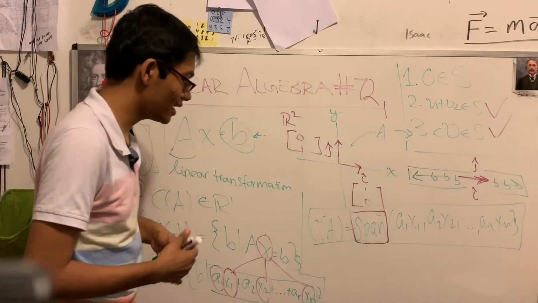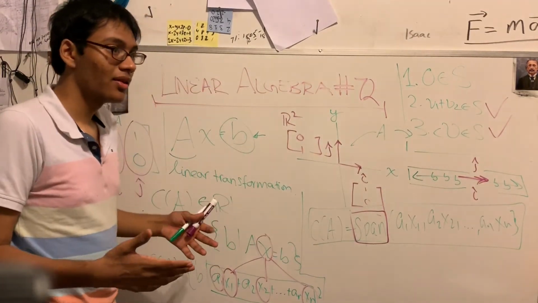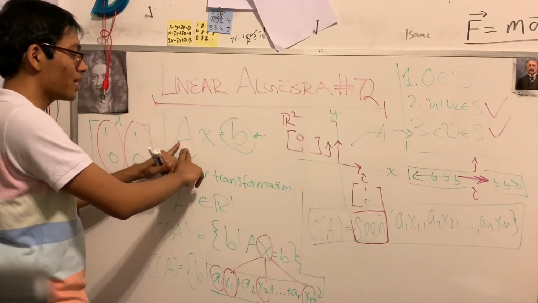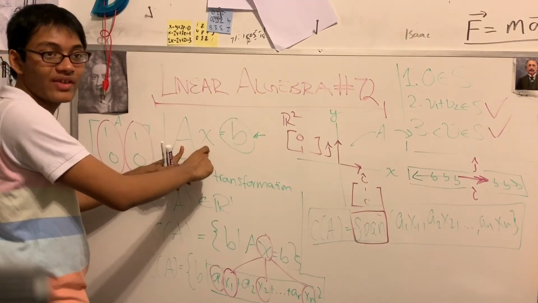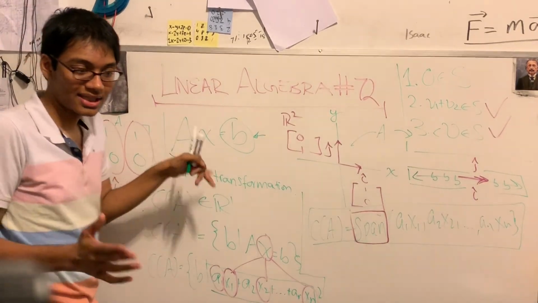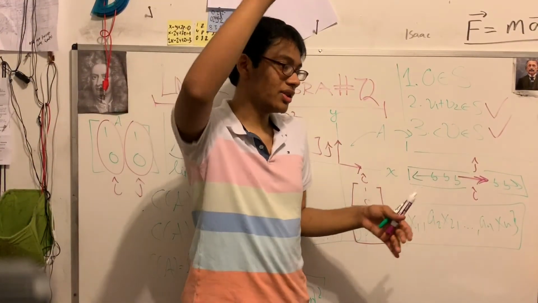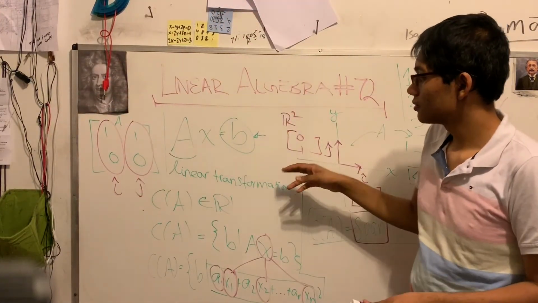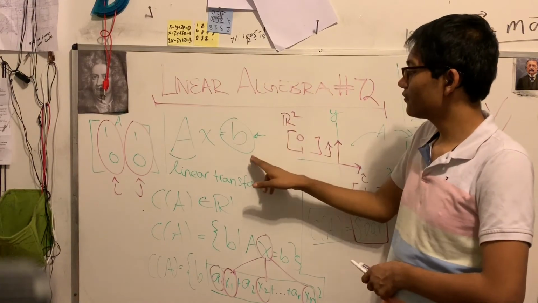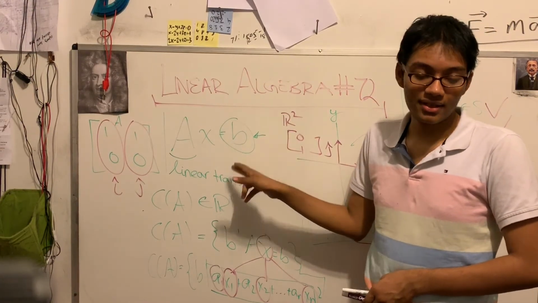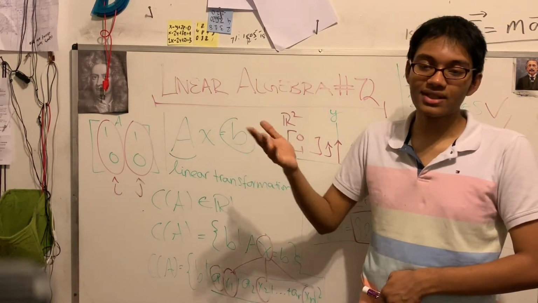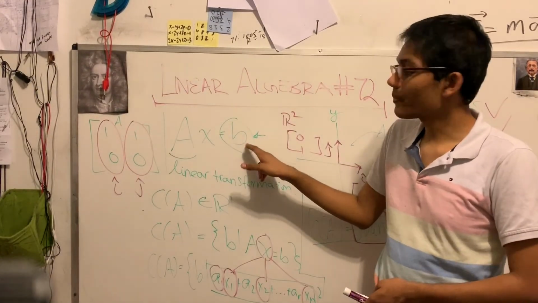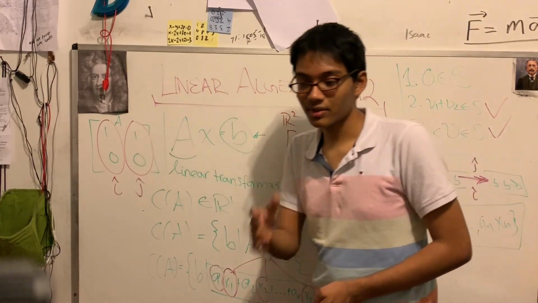Let me repeat that. Let's go through what we just did from the beginning. Our main goal was to understand how we could test if AX equals B has any solutions. That was our main goal, right? We have to find the test. You have the horizontal line test to see if there is a function. You have the column space to see if there is a B such that AX equals B.